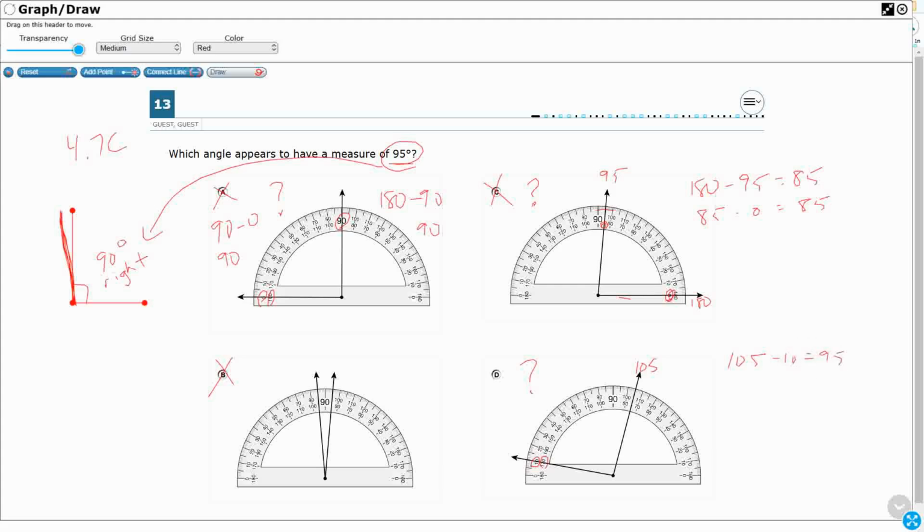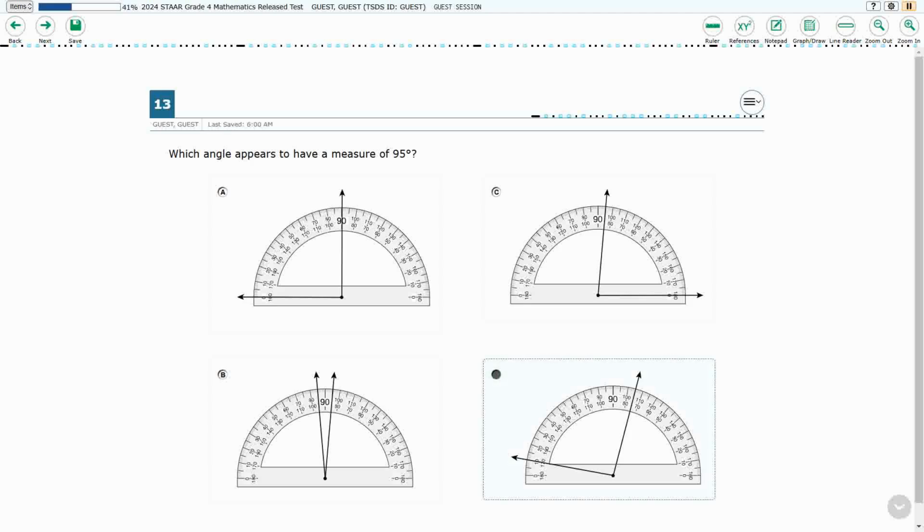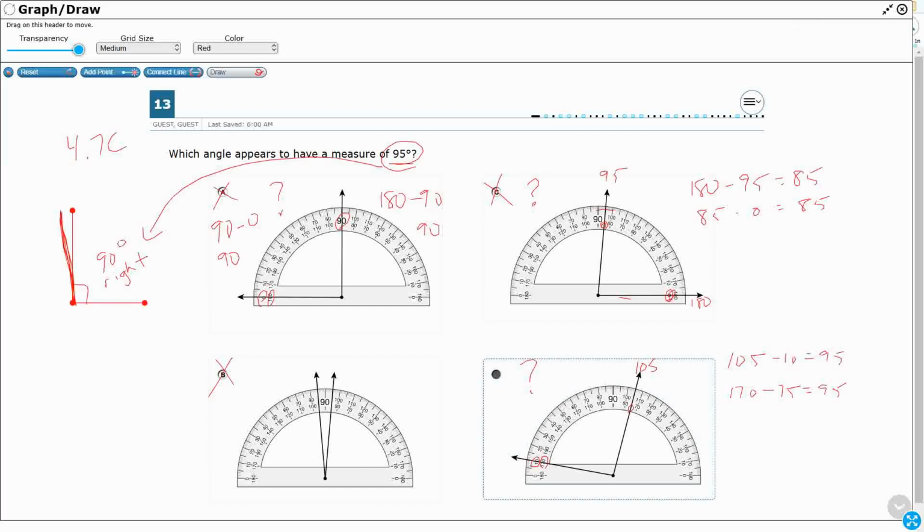Let's measure the inside just to see if it stays the same. All right, so I've got 170 minus between 80 and 70 is 75. That also equals 95. So that is our answer. It is going to be D. Now let's see how we do here.